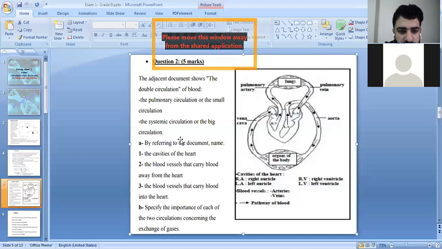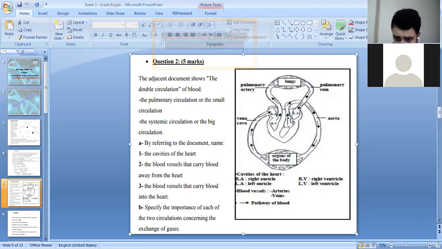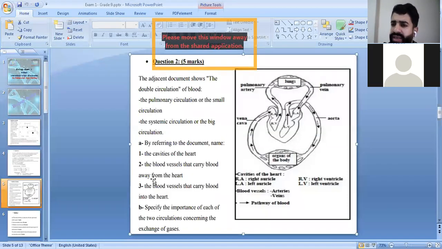Now let's move to part 3. Blood vessels that carry the blood into the heart. We said that there are the pulmonary vein and the vena cava. Specify the importance of the 2 circulations concerning the exchange of gases. Which 2 circulations? The pulmonary circulation and the systemic circulation.